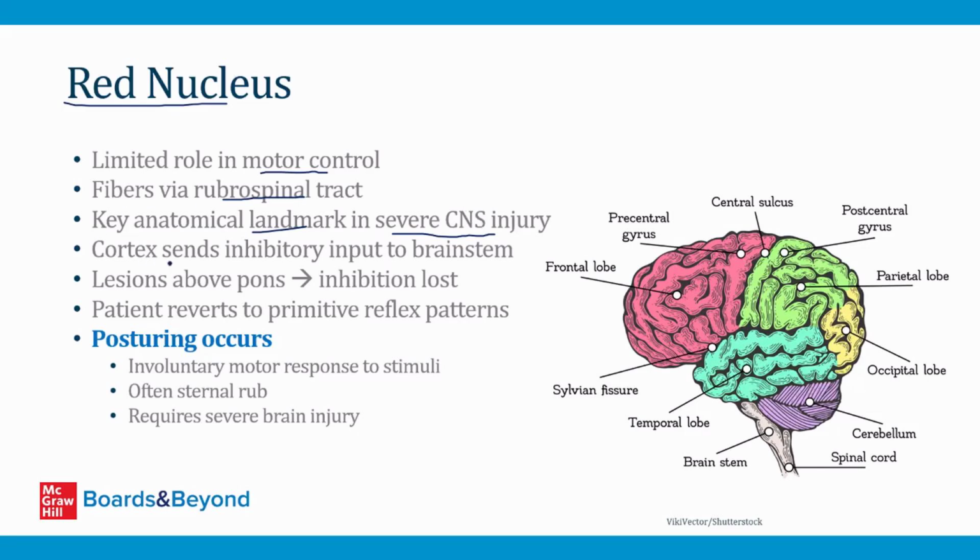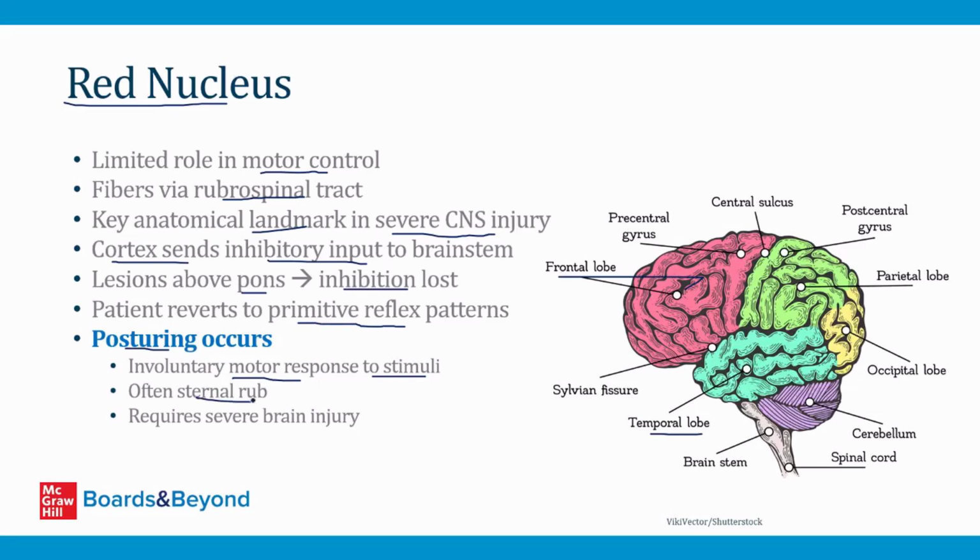So to understand posturing, you have to appreciate that the cortex, our upper brain, like the frontal lobe and the temporal lobe, is always sending inhibitory input to the brainstem. So if you get a lesion above the pons in the brainstem, like a massive bleed above the pons, this inhibition will be lost. And when this happens, the patient will resort to primitive reflex patterns, and those patterns are called posturing. Posturing is an involuntary motor response to a stimulus.